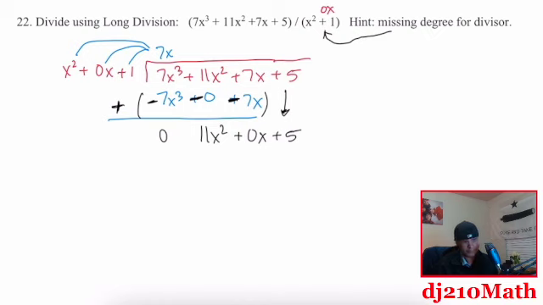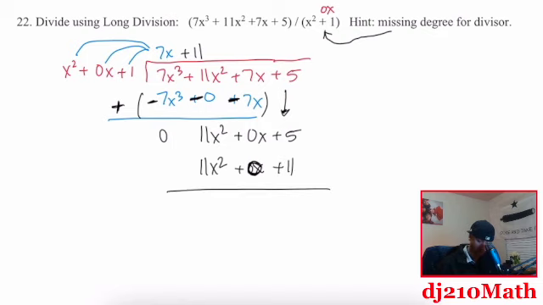Okay, start the process over. X squared times what gives me 11? This is plus 11. Distribute the 11 to everything. 11x squared, and matches, we're all good. 11 times 0, which is just 0, you don't really need the x. And 11 times 1. Again, we're supposed to subtract, but the way I teach is we add and we flip. Add and flip. So 0, 0. 5 minus 11 is negative 6. Final answer, 7x plus 11, negative 6 over x squared plus 1.